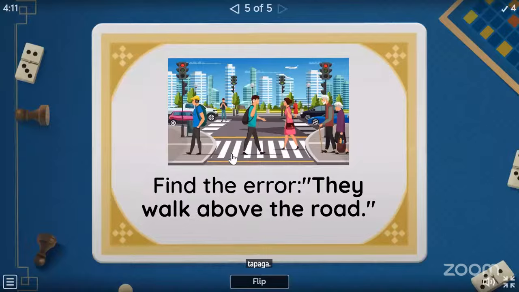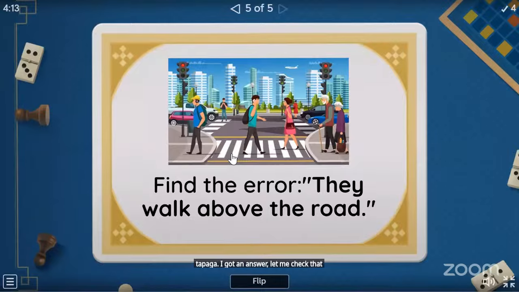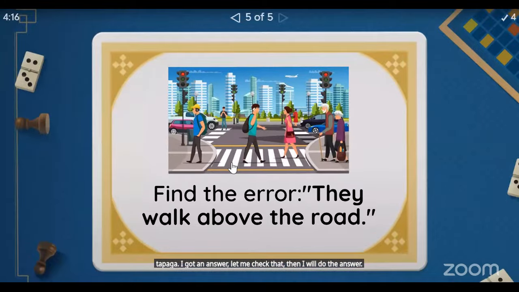I got an answer. Let me check that. Then I'll get you the answer. They walk on the road. Okay, you can tell that. They walk along the road.